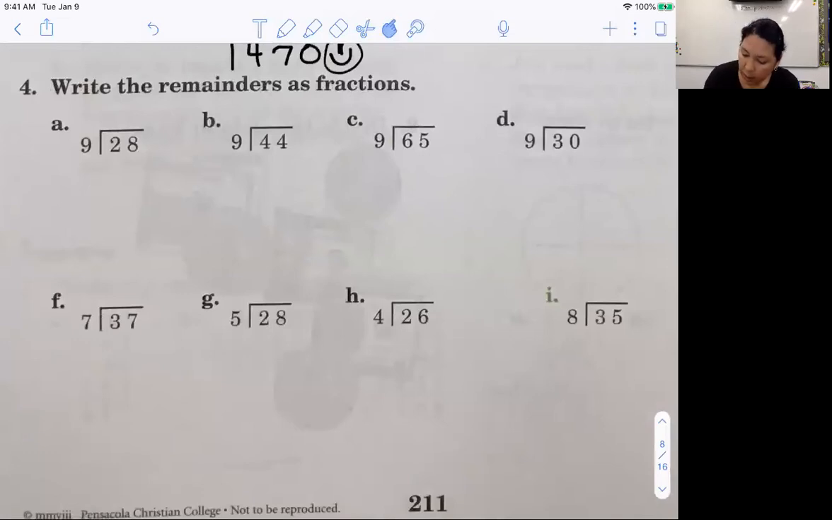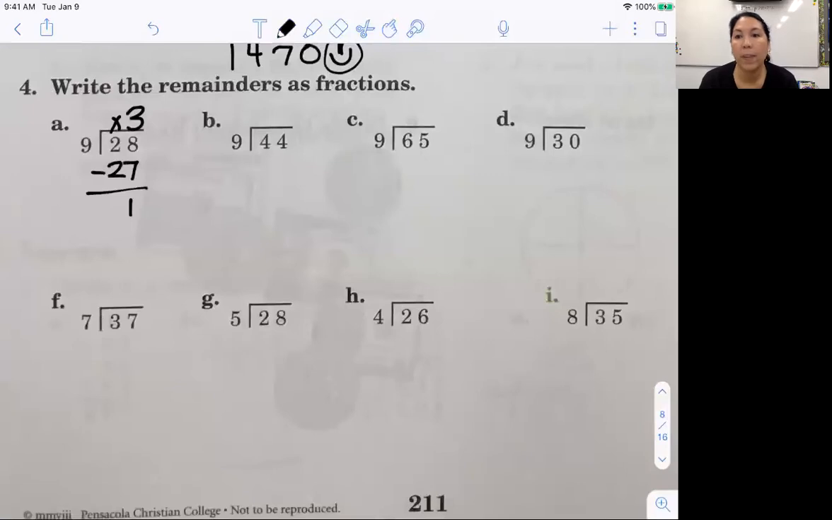So can 9 go into 2? No. Can 9 go into 28? Yes. How many 9s? 9, 18, 27. What is that? 3. 9 times 3 is 27. Now, if I want to write that remainder as a fraction, I'm going to draw my fraction bar. 1 is the remainder. That goes on top. 9 is the divisor. That is my denominator. So my answer is 3 1/9.